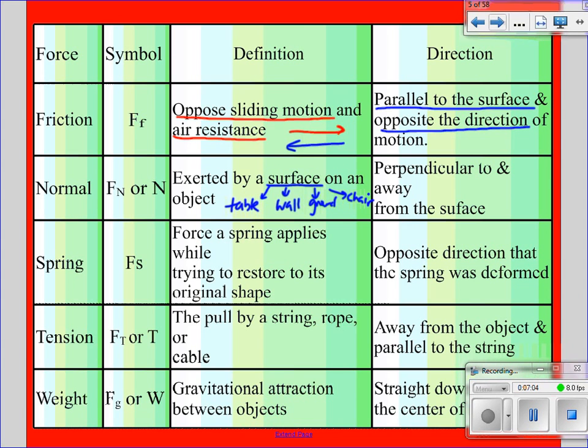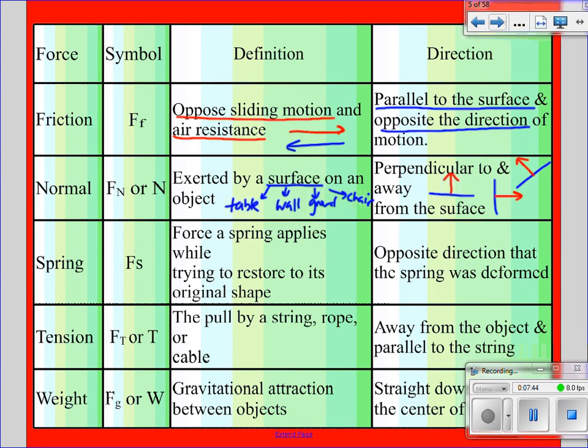Now, what is the direction of the normal force? The direction of a normal force is always perpendicular and away from the surface. So let's take some examples. If the surface was a tabletop like so, the force normal would be perpendicular and away, like that. If the surface was a wall, like this, the normal force is perpendicular away from the wall. What if the surface was a ramp? Once again, the normal force would be perpendicular and away. So the normal force is always going to be facing perpendicular and away. It's the force that the surface exerts on the object.